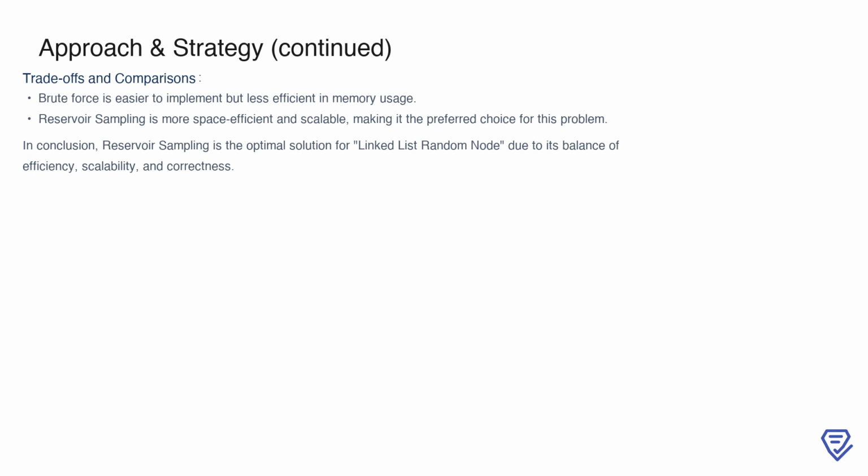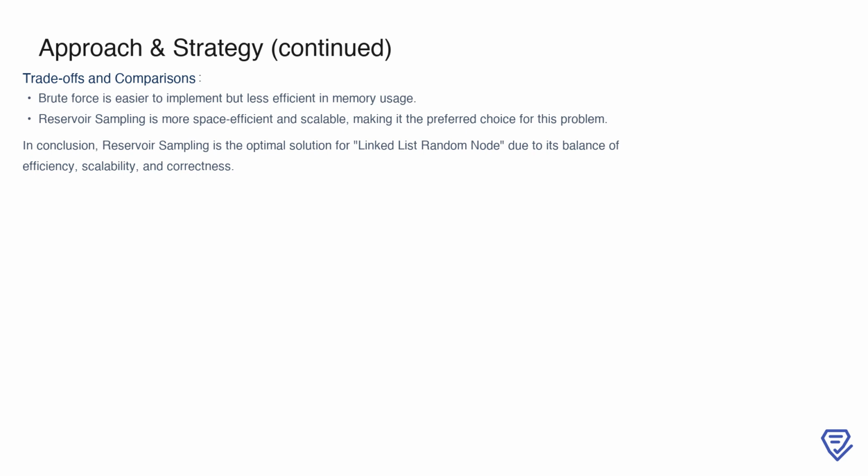When we compare the two approaches, brute force is undeniably easier to implement, but its high memory usage makes it unsuitable for large linked lists. On the other hand, reservoir sampling is more space efficient and scalable, making it the better choice overall. Its ability to work seamlessly with very large datasets while maintaining correctness and efficiency makes it the optimal solution for the linked list random node problem. In conclusion, reservoir sampling strikes the perfect balance between space efficiency, scalability, and mathematical correctness, making it the preferred strategy for this problem.